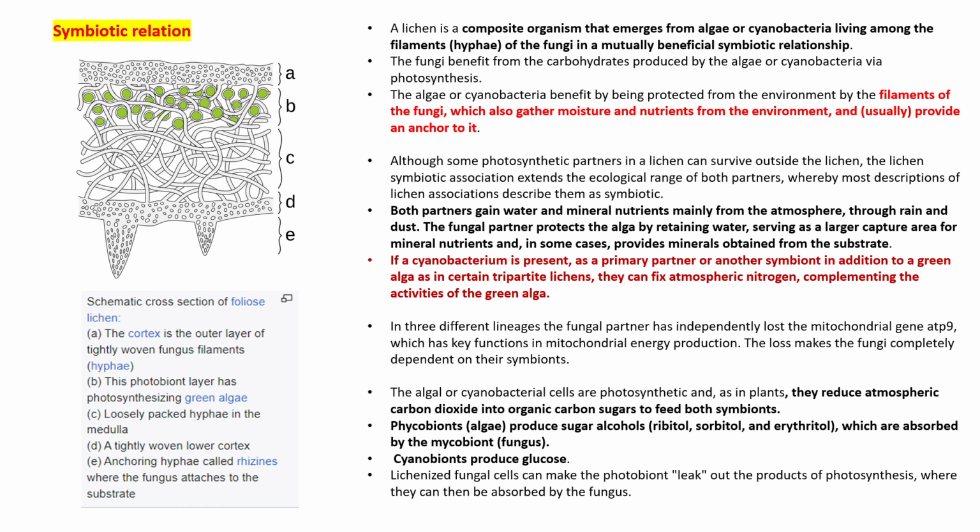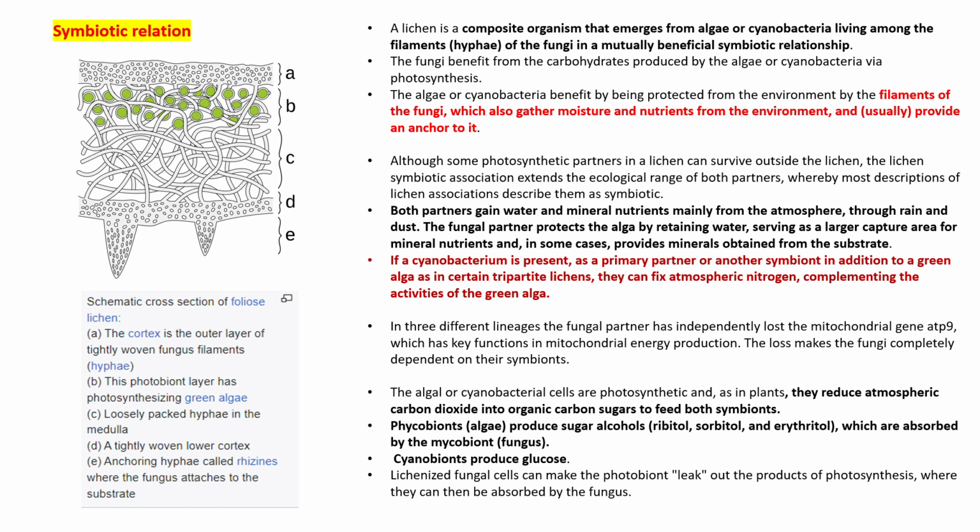Now both the algal and the cyanobacterial cells, being photosynthetic, reduce atmospheric carbon dioxide into organic carbon sugars to feed both the partners. And the sugars can be used to produce alcohols like ribitol, sorbitol and erythritol, which are absorbed by the fungus. Cyanobacteria also are known to produce glucose, which can be used as a food source, whereas the fungal cells make the photobiont leak out the products of photosynthesis, so they can be absorbed by the fungus.